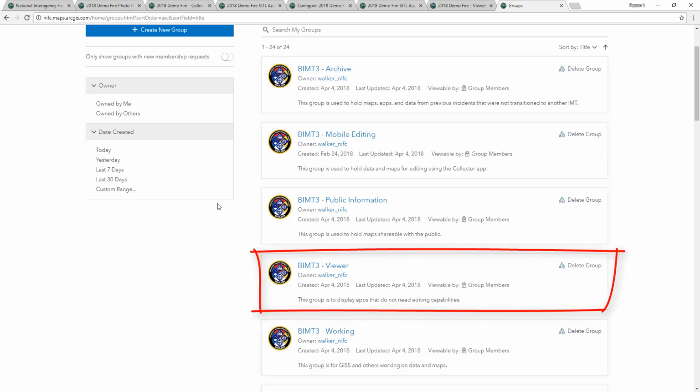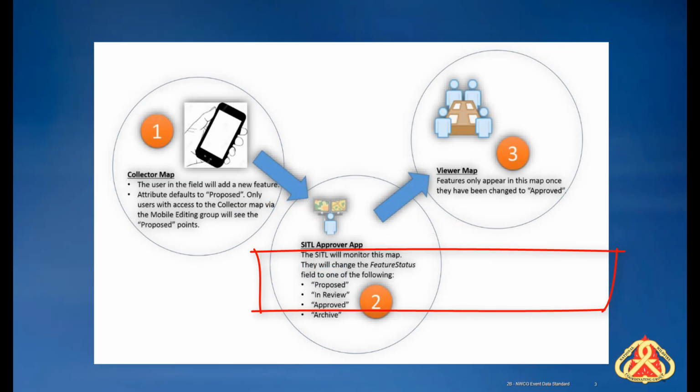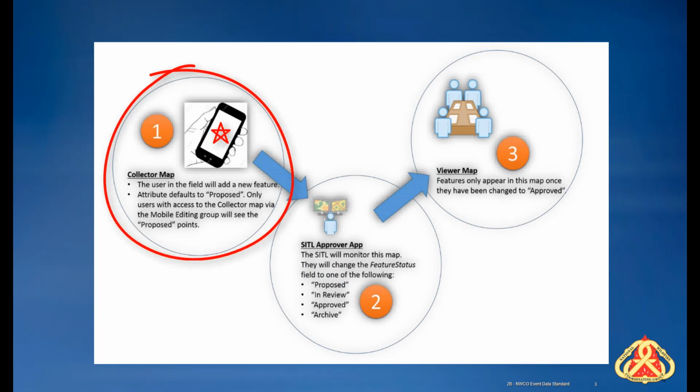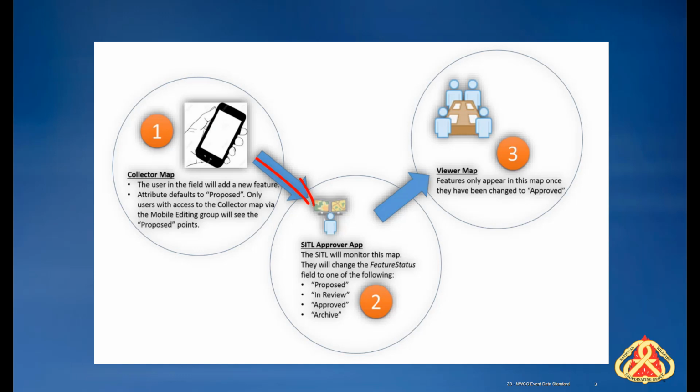For a quick recap of the approval workflow, features are created by field users in the collector map, but before those features become visible in the viewer map, their feature status must be changed from proposed to approved in the CITL Approver app.